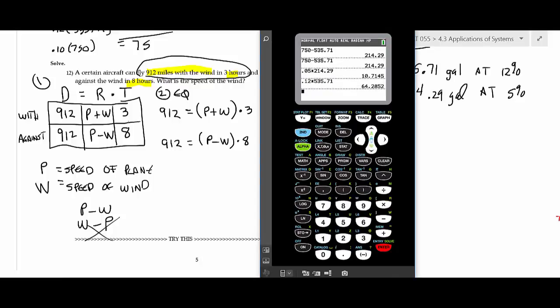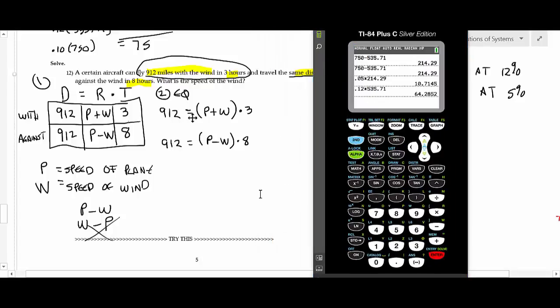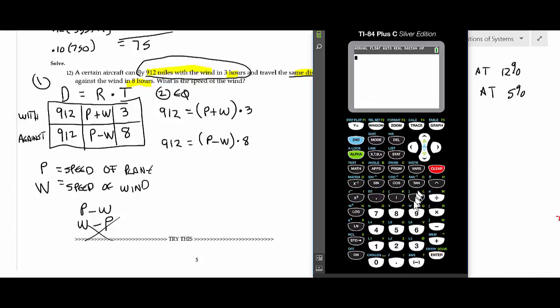So what I could do, if I took a calculator, is divide both sides of this equation by 3. Notice if I did 912 and divided by 3, I get a whole number, okay? And if I do 912 and divide it by 8, I also get a whole number. So that's the way I'm going to approach it.